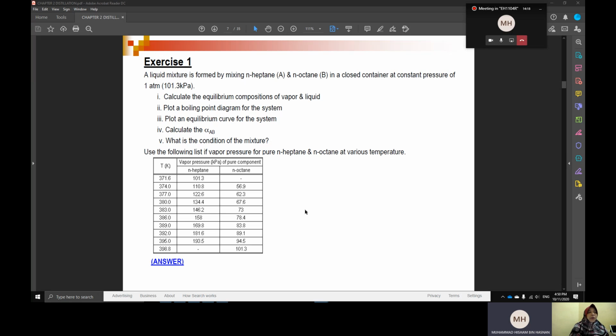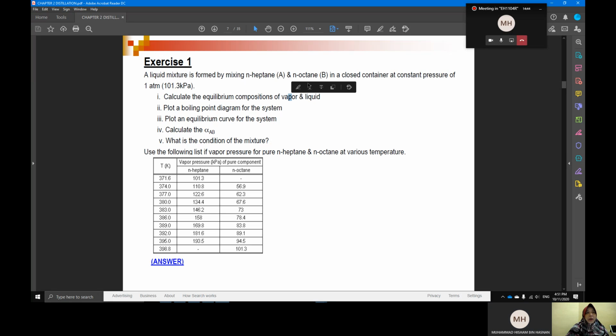Okay, look directly at what you have to find. First part, you need to calculate the equilibrium composition of vapor and liquid. Okay, so that represents YA and XA. So this one can be XA and this one can be YA. But if you talk about compositions of vapor, it doesn't mention A or B. Therefore, you need to find YA, YB, and for liquid, XA and XB.